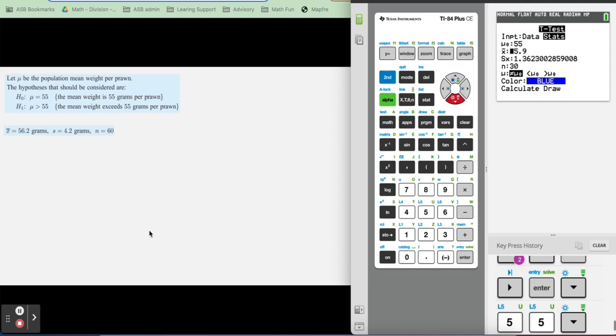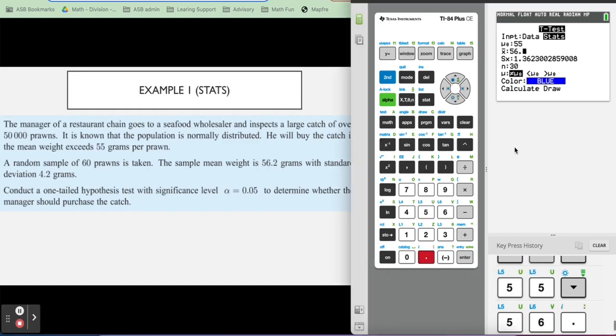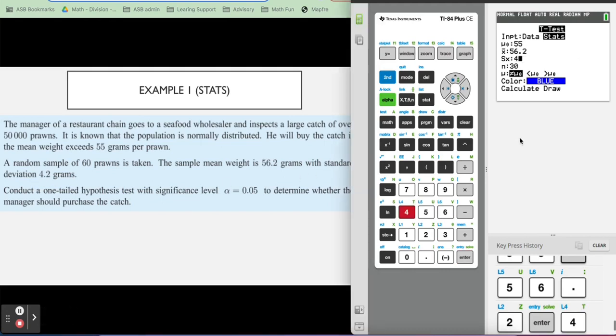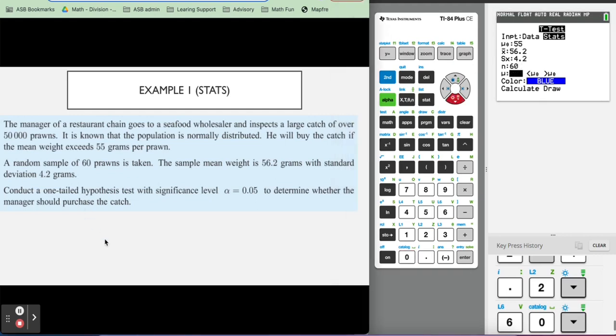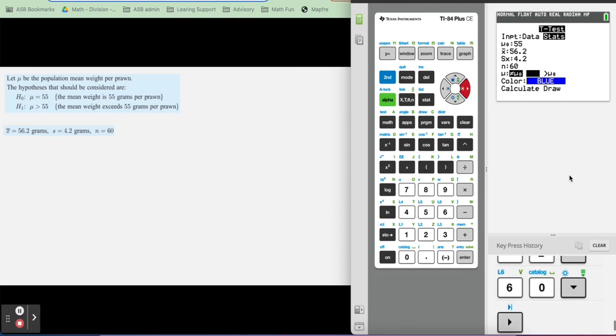I know that the mean of the sample, so let's go back. The sample mean is 56.2. And the standard deviation of the sample is 4.2. N is the number of samples, so how many prawns do I have in my sample? I have 60. Next, I need to do the alternative hypothesis. So the alternative we said was bigger than. So I'm going to go on my calculator and insert bigger than. And then we are going to go ahead and calculate.